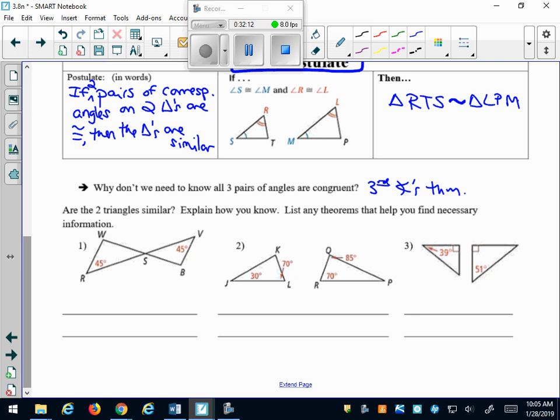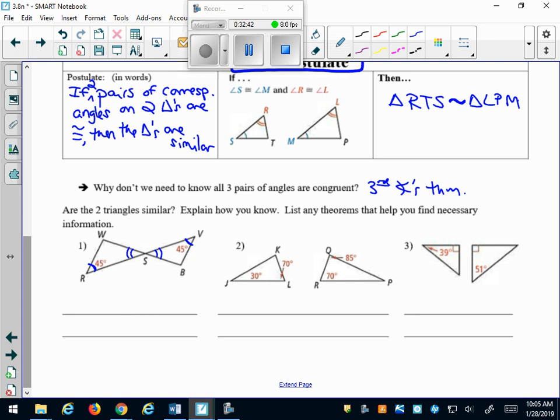Okay, so here's some examples. Are the two triangles similar? Explain how you know. List any theorems that help you find necessary information. So in the first one here, they give us that this is 45 degrees, and this one is 45 degrees. Does that make them congruent? Yeah, same measure means they're congruent. Good. So we've got vertical angles also.